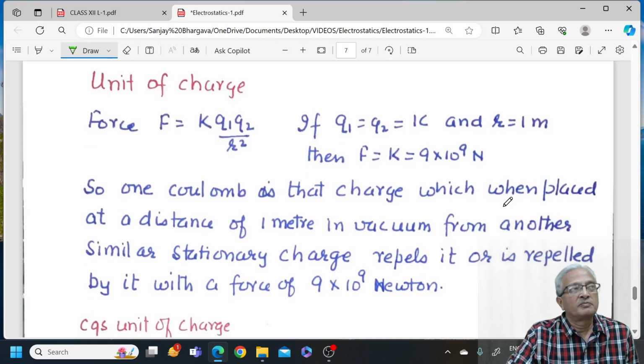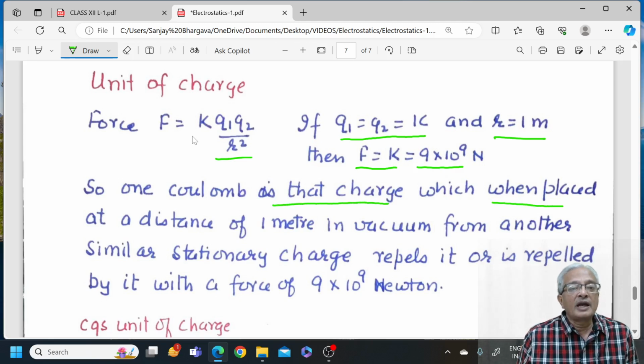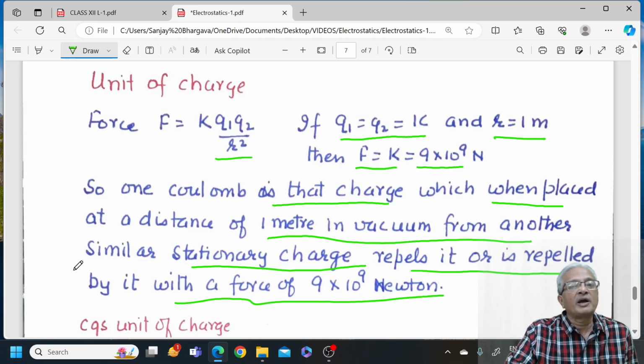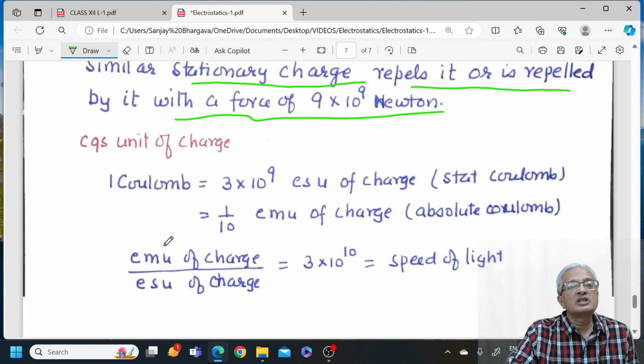What is the unit of charge? To define the unit of charge, let us say as per Coulomb's law, force would be equal to K Q1 Q2 upon R square. Let us say Q1 Q2 is 1 coulomb and R is equal to 1 meter. In that case, force would be equal to K, and what is the value of K? 9 into 10 raised to power 9. So what is 1 coulomb of charge? 1 coulomb is that charge which when placed at a distance of 1 meter in vacuum from another similar stationary charge repels it or is repelled by it with a force of 9 into 10 raised to power 9 Newton. So the two charges are 1 coulomb each, separated by a distance 1 meter. If that happens, then the force between the two charges would be 9 into 10 raised to power 9 Newton.